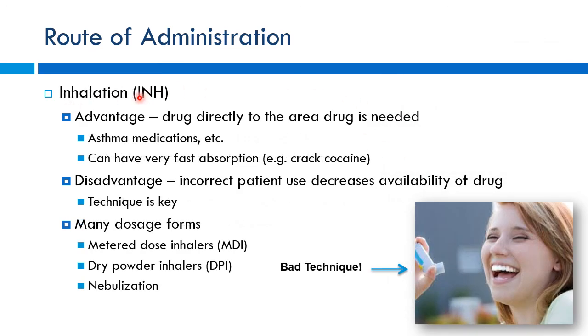Next is the inhalational route of administration. The advantage here is it's very good to get the drug right where you need it, right down into the lungs. We use this mainly for things like asthma medications, however, it can have very fast absorption for things like crack cocaine potentially, right? Now this, as opposed to many other dosage forms and other routes of administration, is so reliant on the patient's ability to use the dosage form appropriately.